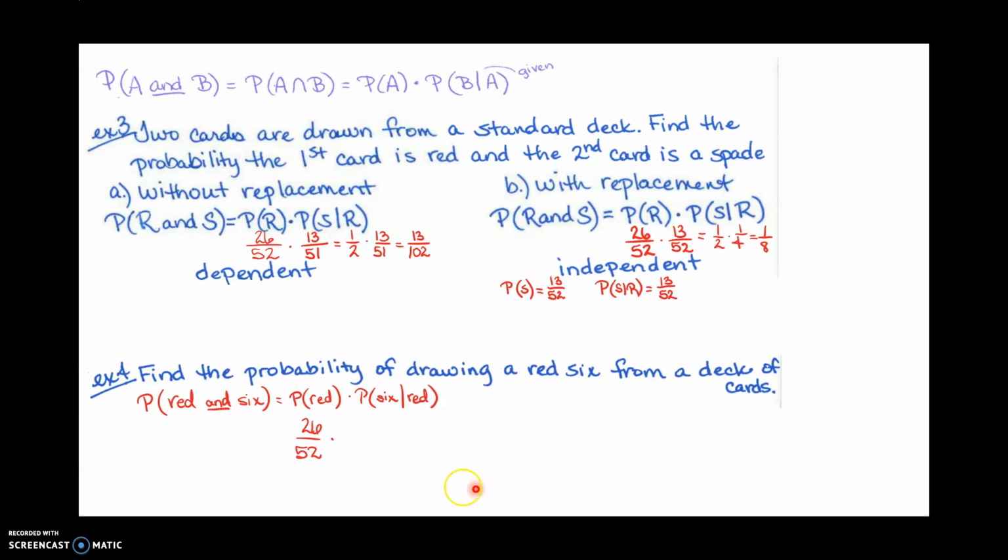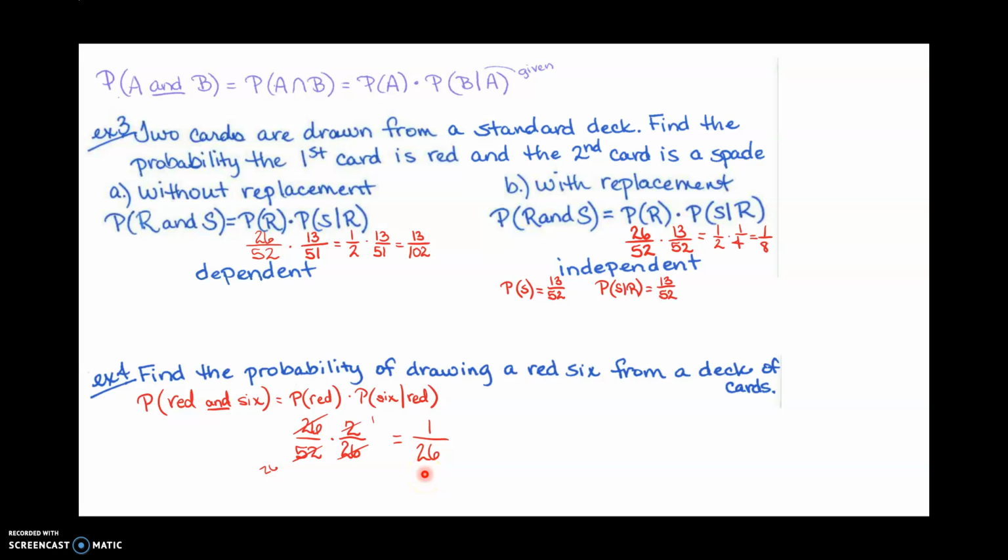Okay, so to begin with, the probability of red is half the deck. It's 26 out of 52. And then for the second probability, it says, what's the probability of drawing a 6 if you know the card has to be red? Okay, well, how many red 6s are there in the deck? There's only 2, right? Because that would be the 6 of hearts and the 6 of diamonds, right? Okay, so let's simplify this down. So our 26s would drop out, and 2 and 52 would simplify down to 1 over 26, and so that would be our probability.